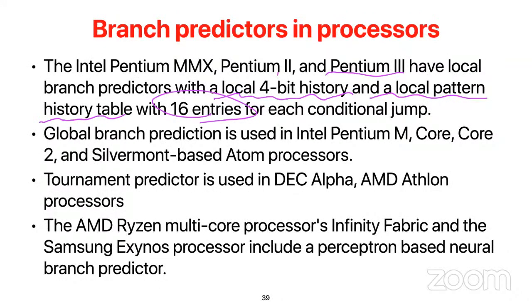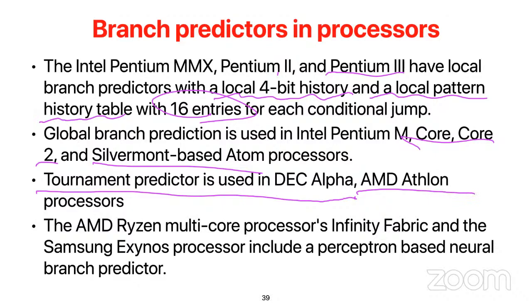And for Pentium M, Core 2, and Atom processors, some of you might be familiar with those now, because those are processors from the early 21st century, and they use global branch predictors. A tournament predictor is used in Digital Alpha and AMD Athlon processors. There is an interesting history here, but we will talk about that more after we talk about the Digital Alpha paper. And now AMD's Ryzen processor, some of you might know, has taken the crown of the fastest desktop processor.